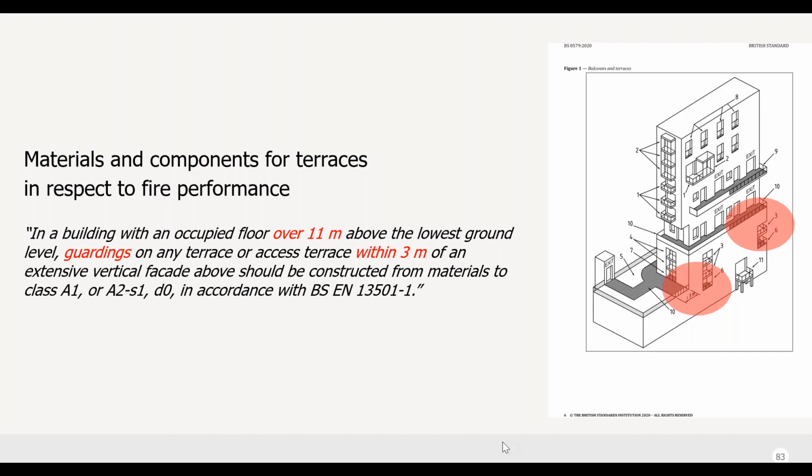Again, the fire performance of terrace guarding is not enshrined in current regulations. The risk of fire spread adjacent to a building is mitigated in the guidance, as it calls for terrace guarding to be constructed from materials to class A1 or A2 S1 D0 in accordance with BS EN 13501 Part 1. Again, note it starts within 3 meters of an extensive vertical facade and an occupied floor over 11 meters above the lowest ground level.